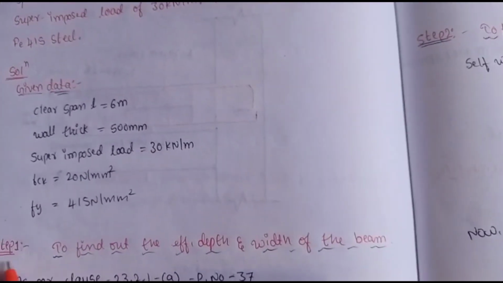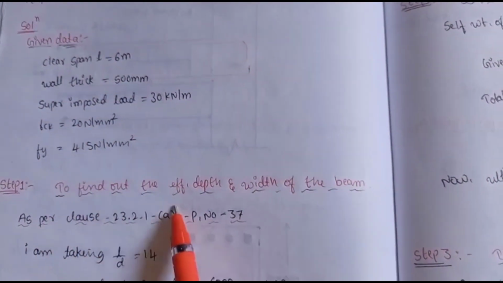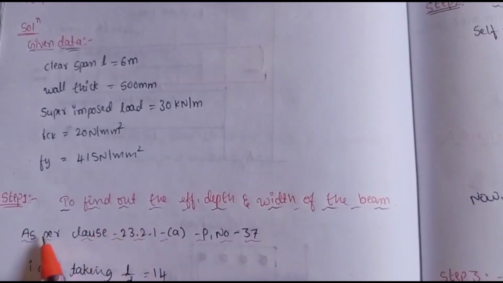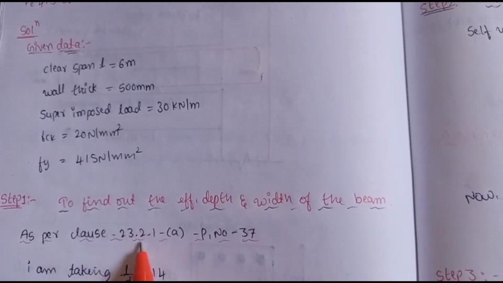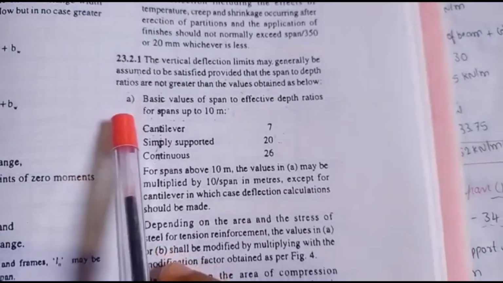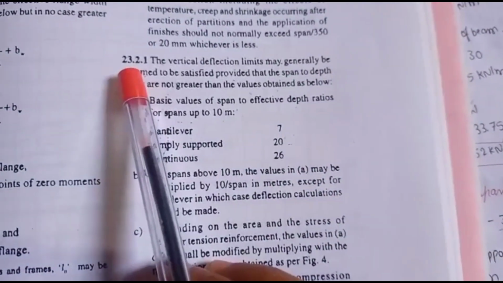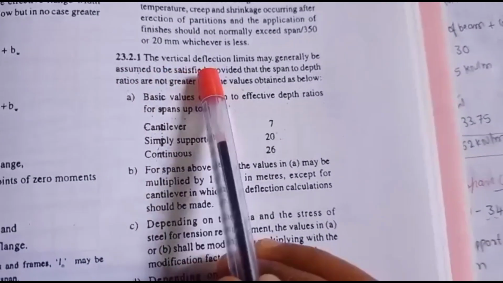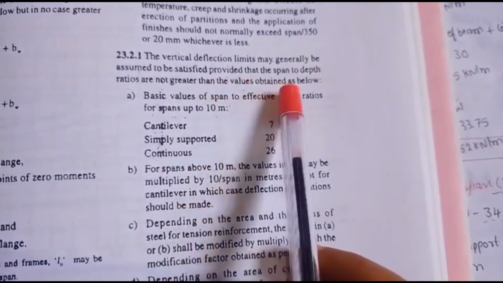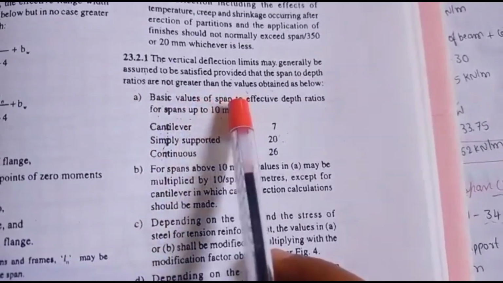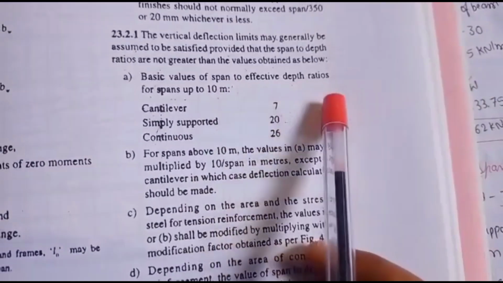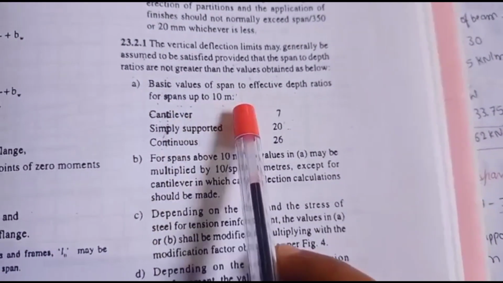So step 1 is to find out the effective depth and width of the beam. To find out the effective depth, as per clause 23.2.1a, page number 37, we'll see. So this is page number 37 and clause 23.2.1. The vertical deflection limits may generally be assumed to be satisfied provided that the span to depth ratios are not greater than the values obtained as below. Basic values of span to effective depth ratios for spans up to 10 meter.